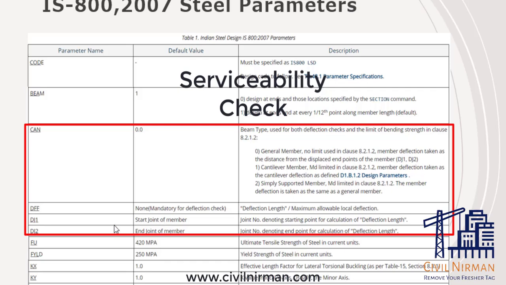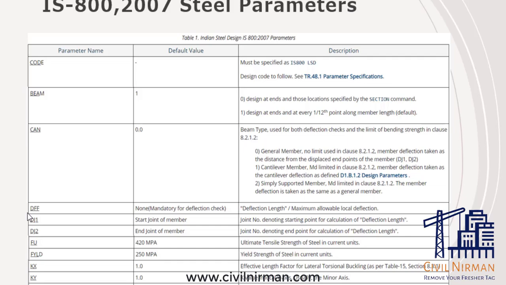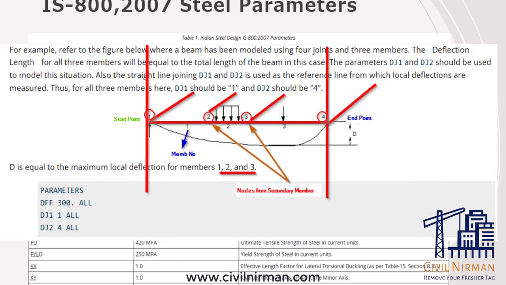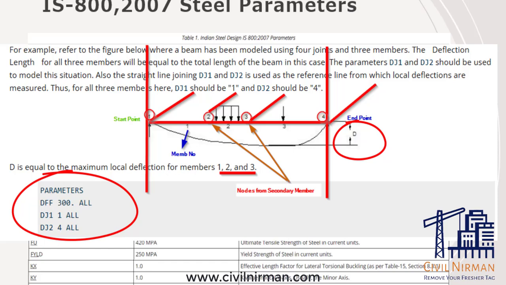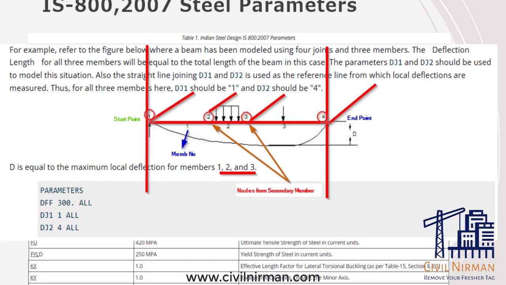So what does it simplify? DFF is a deflection length divided by maximum allowable local displacement or deflection. So we are defining a value up to which displacement of a beam is okay with us. We have to give that particular limit to a structure. And DJ1, DJ2 is nothing but an initial point and an end point of a member that STAAD will consider for a deflection check.